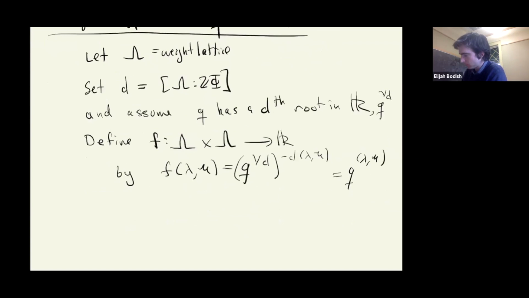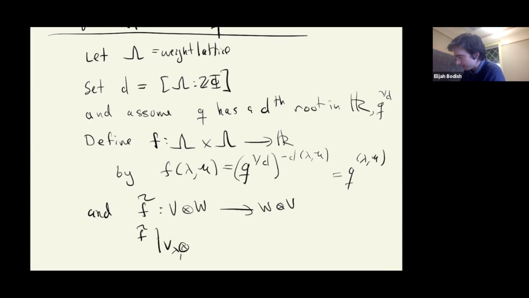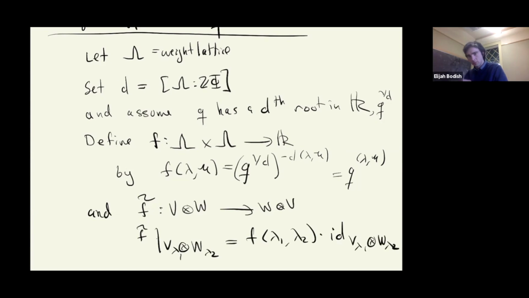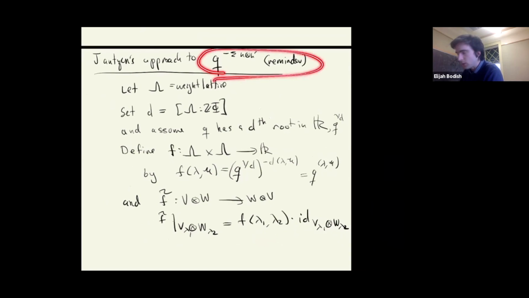And then again, f tilde, which really is defined for every two representations in terms of f, by f tilde restricted to V lambda 1 tensor W lambda 2 is f of lambda 1 lambda 2 times the identity of V lambda 1 tensor W lambda 2. So this function f gives rise to this map f tilde, which is our replacement for Drinfeld's q to the sum over dual basis elements on the Cartan.